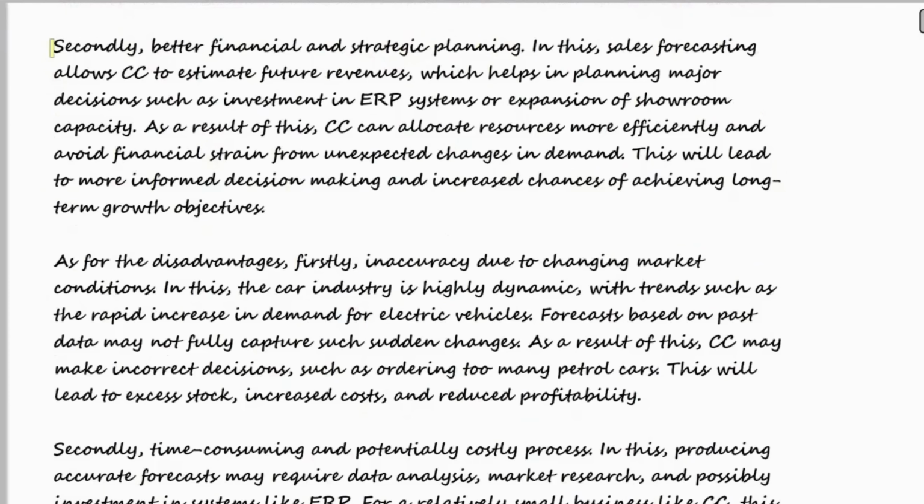Moving on to the second one. Secondly, better financial and strategic planning. In this, sales forecasting allows CC to estimate future revenues, which helps in planning major decisions such as investment in an ERP system or expansion of showroom capacity. As a result of this, CC can allocate resources more efficiently and avoid financial strain from unexpected changes in demand. This will lead to more informed decision making and increased chances of achieving long-term growth objectives. So we have connected our point with the case study.